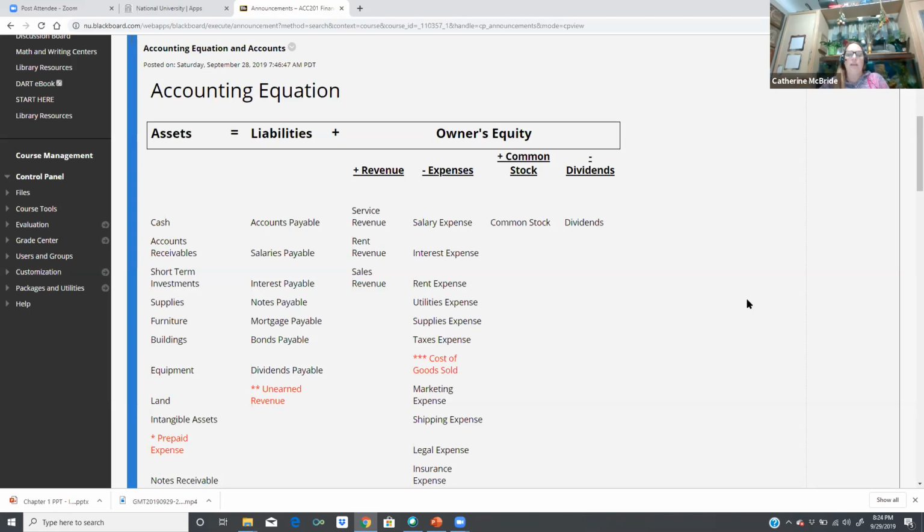Under liabilities in red, you'll see unearned revenue. It's the only account that says revenue that is not revenue. Unearned revenue is like when a company gives us a deposit ahead of time. So when they give us that deposit ahead of time, we haven't earned that money yet.